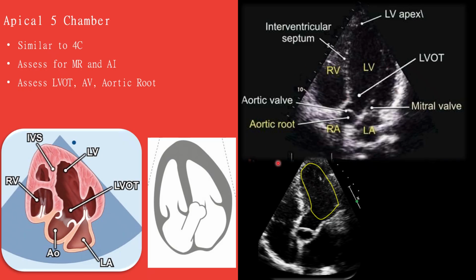What do we see in apical 5 chamber? Well, it's similar to 4 chamber. The only difference is the aorta will come in and sometimes the right atrium will disappear. So in this diagram, you can see that right atrium is not visible. In this one, you can see that it is there. In this picture, we can see the right atrium disappearing, but in this picture, we can see that it's still there. So it just depends on the patient.